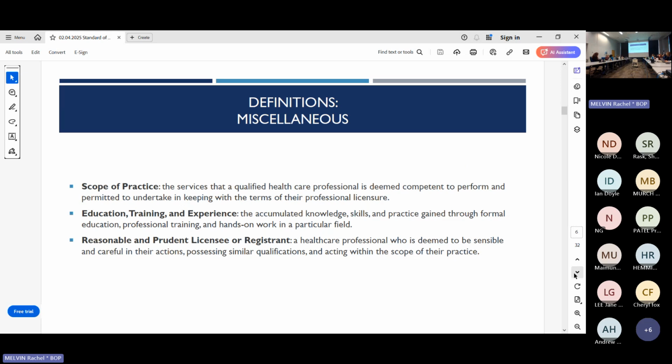And a few more definitions. Scope of practice, we're all relatively familiar with that. The services a qualified healthcare professional is deemed competent to perform and permitted to undertake in keeping with the terms of their professional licensure. Education, training, and experience, again, a buzzword you'll hear throughout this presentation: the accumulated knowledge, skills, and practice gained through formal education, professional training, and hands-on work in a particular field. And another thing you'll hear quite often, reasonable and prudent licensee or registrant. So it's a healthcare professional who's deemed to be sensible and careful in their actions, possessing similar qualifications and acting within the scope of their practice.